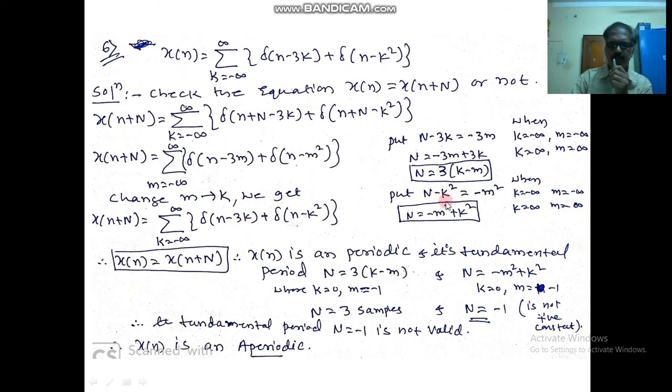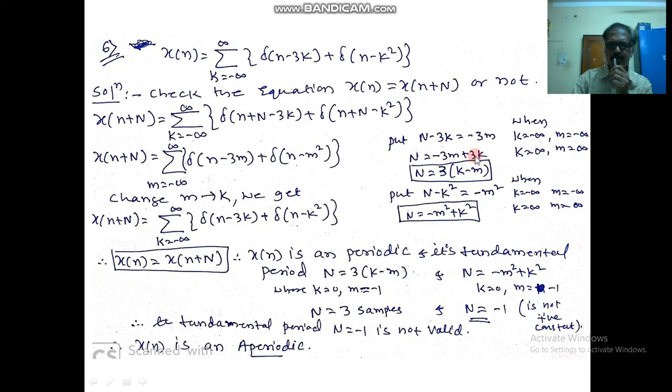So from this equation, we are finding the capital N value for the second term. Capital N equals minus m square plus k square. Here I have two values of N. This is the N value for the first term. This is the N value for the second term. These two N values I will explain later.